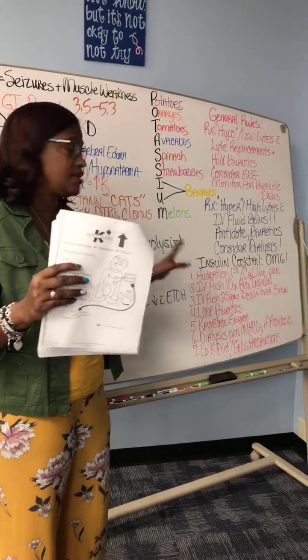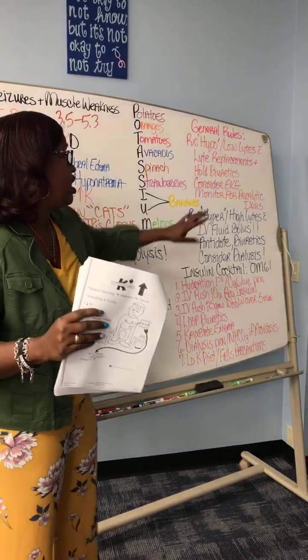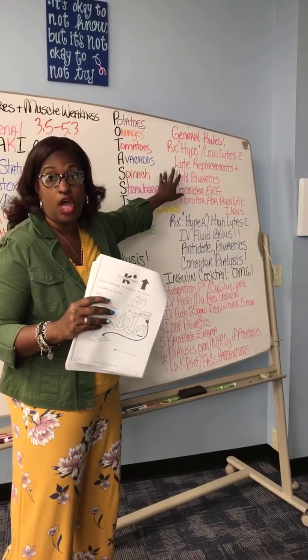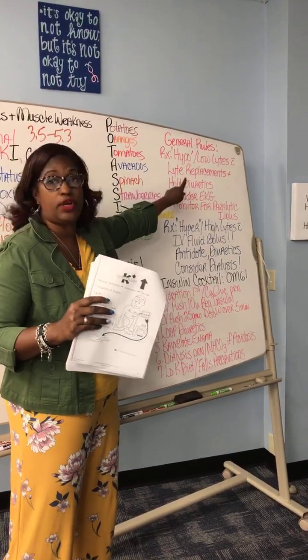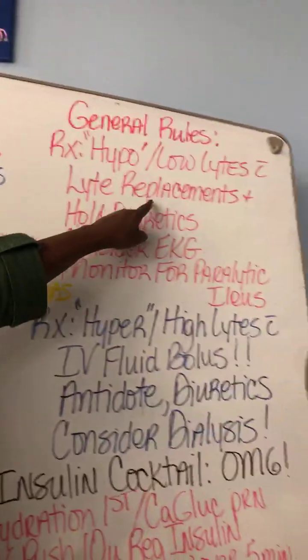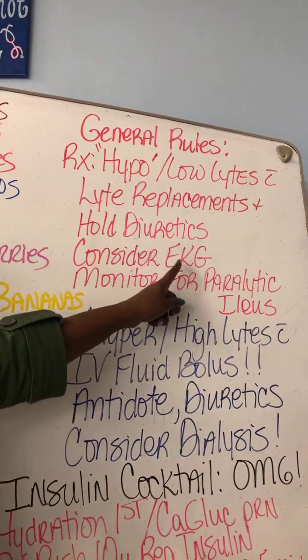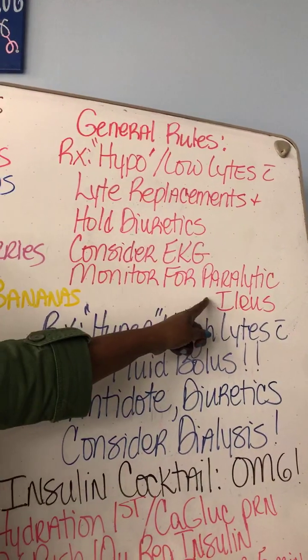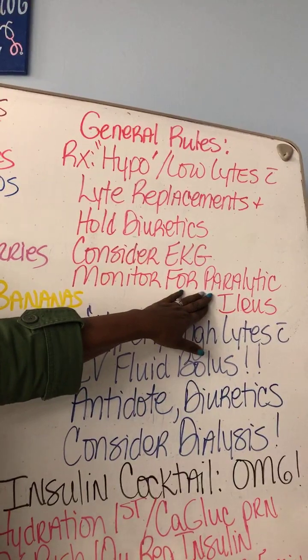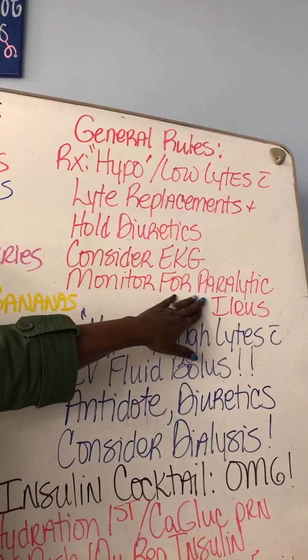Now, the last thing, I have a really good rule I think you will like. Here we go. Whenever your electrolytes are low, generally it requires electrolyte replacement, hold the diuretics, consider EKG, and monitor for paralytic ileus, which means no peristalsis. It's basically a bowel obstruction, hypoactive bowel sounds.